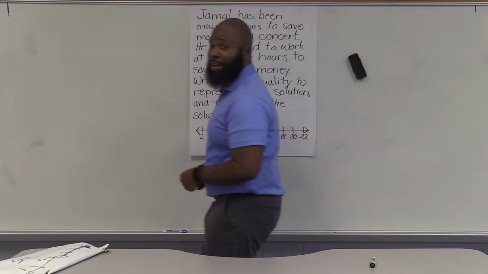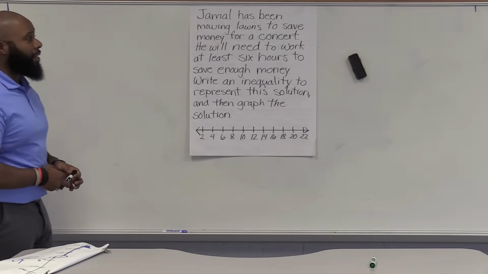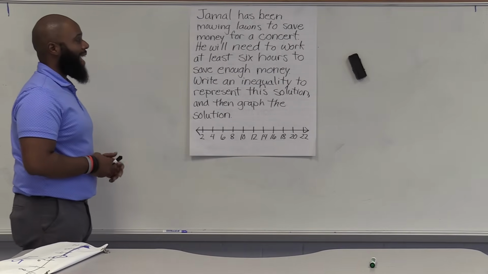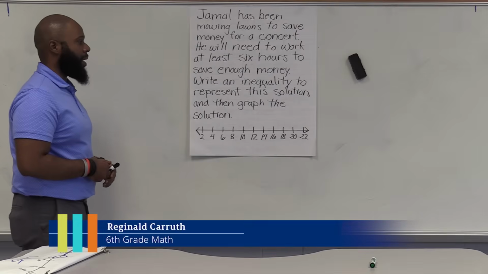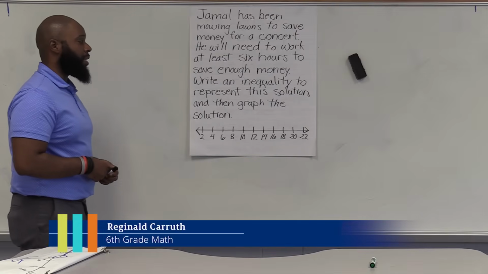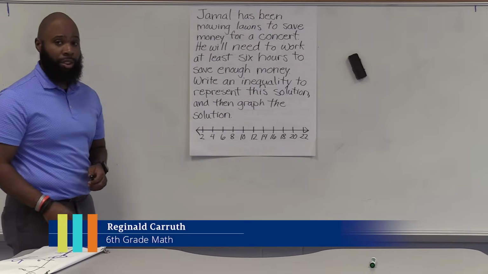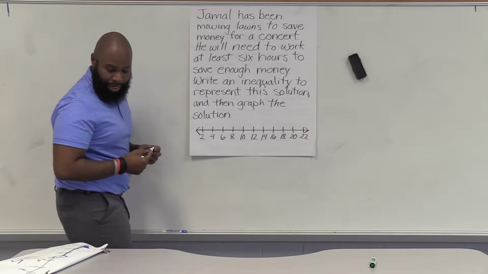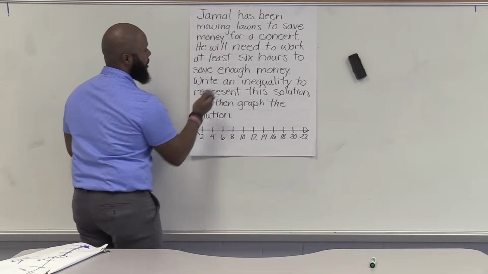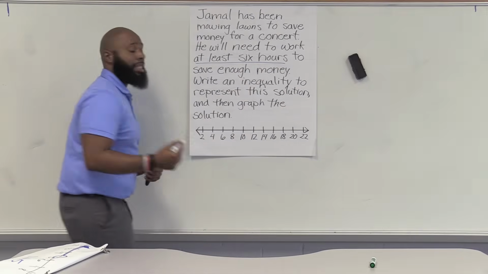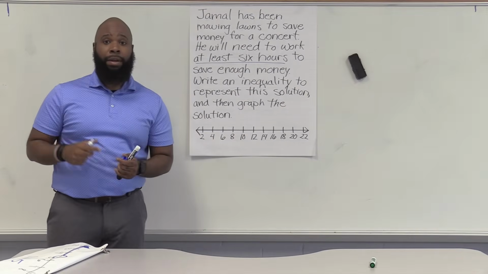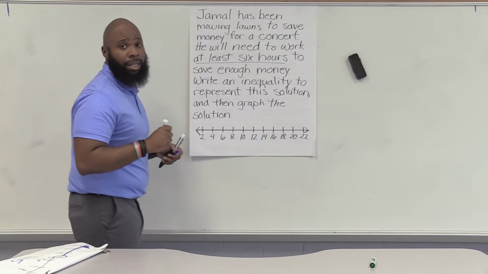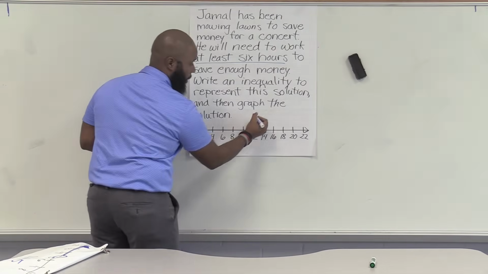All right, you all think you have it? I'm gonna read the problem again. Jamal has been mowing lawns to save money for a concert. He will need to work at least 6 hours to save enough money. We're gonna write an inequality to represent this situation and then graph the solution. So what are some key words here that I need to know? I know that he worked at least 6 hours. So I'm going to create my inequality to reflect this.